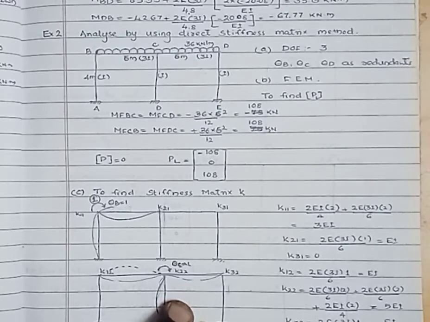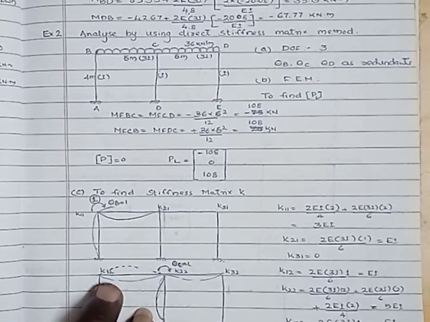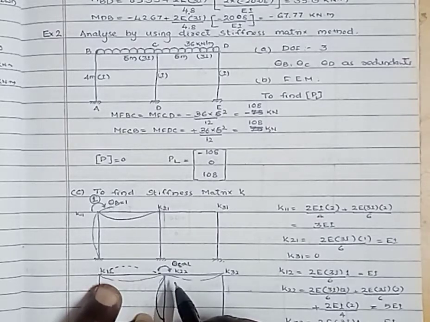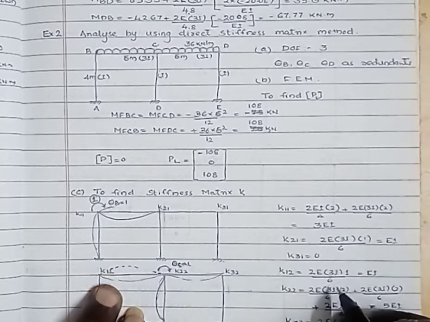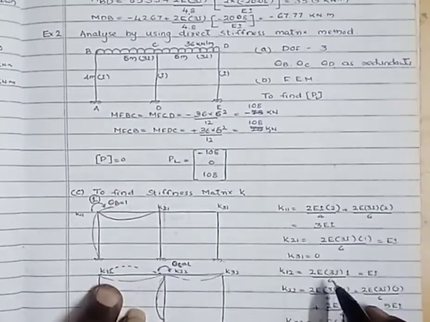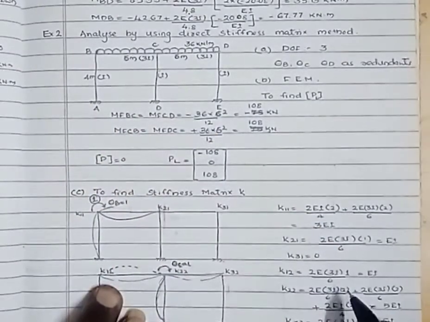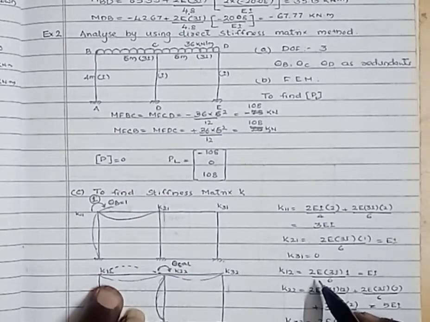Here first we have to calculate K12. This becomes the far end from the coordinate 2. Hence K12 equals 2EI by L. Here the moment of inertia is 3 times I. The length is 6 meter. Hence by substituting the values, 2E into 3I by 6, that is EI.